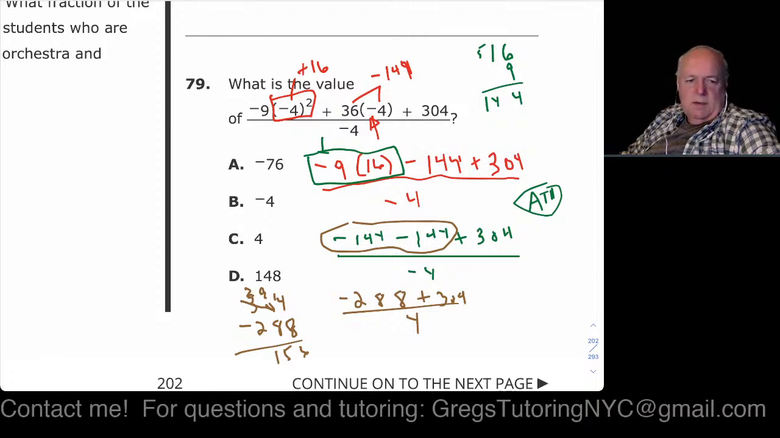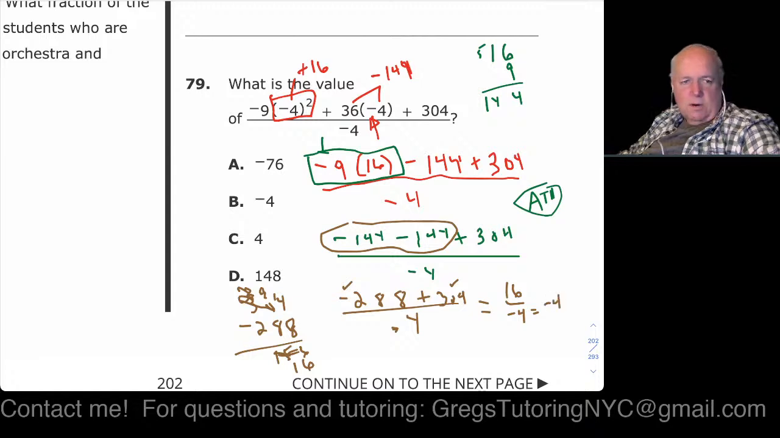Wait, I made a mistake there. Wait, what did I do? 304. Yeah, wait, that was a 2. I wrote 39. That's a 6. So I don't know what I got here. That should have been 16. Okay, that was negative. The 304 is positive. And if you notice when I wrote this 4 here, I left out the minus sign. So I'm going to get 16 over minus 4 equals minus 4.